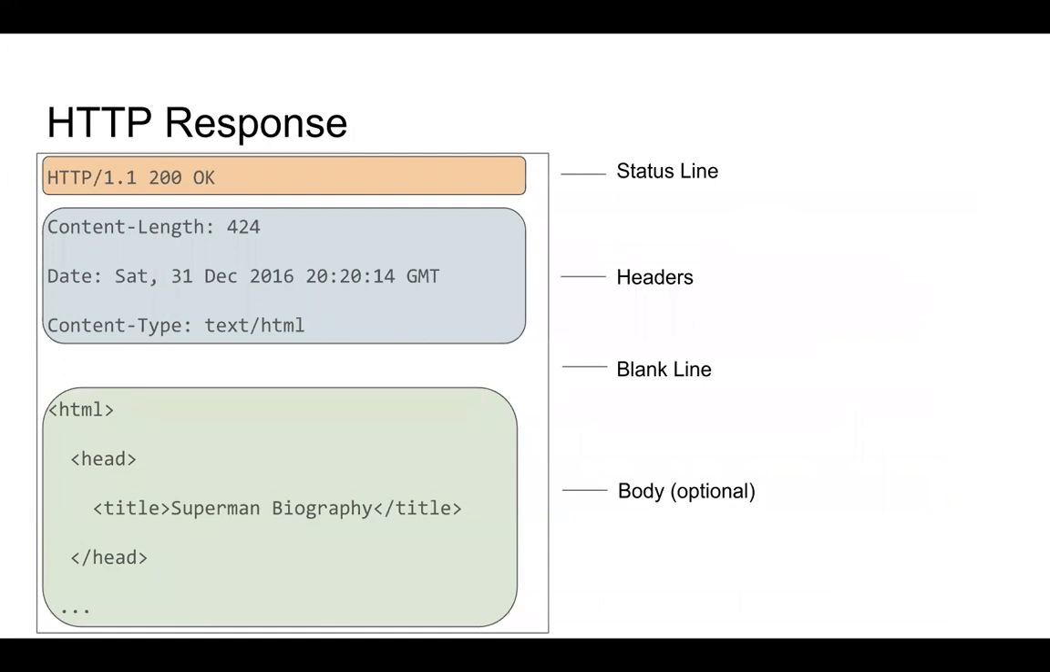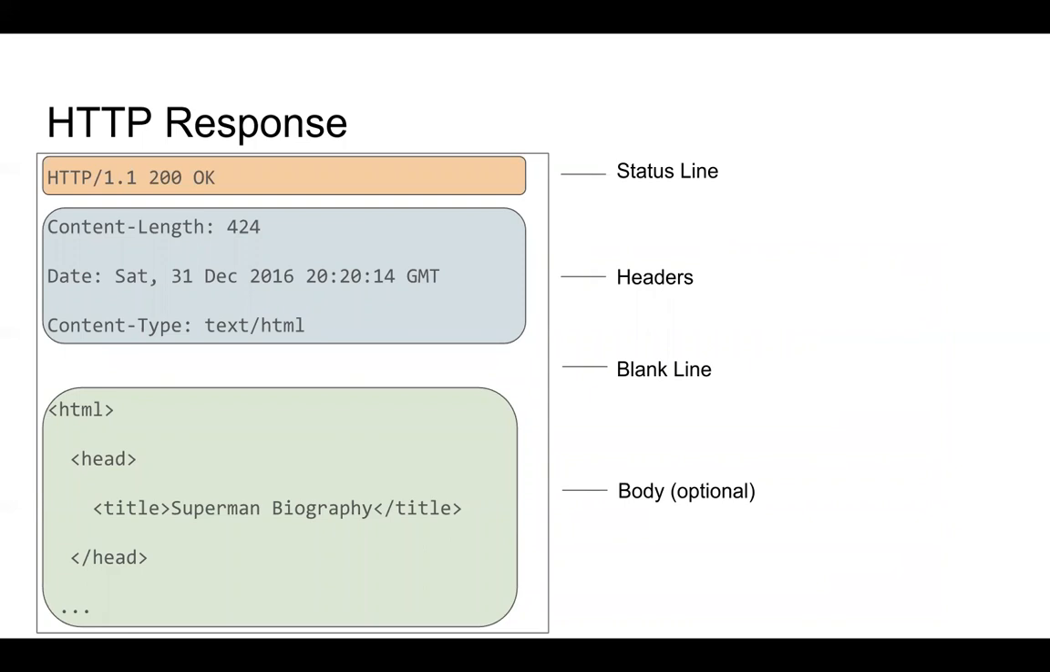So now we got a breakdown of the response. Again, it's got three sections: the status line, headers, and then the body, which for the response, the body is also optional. In most cases, the reason why you send a request is to get the body back. But there might be situations where you don't care.